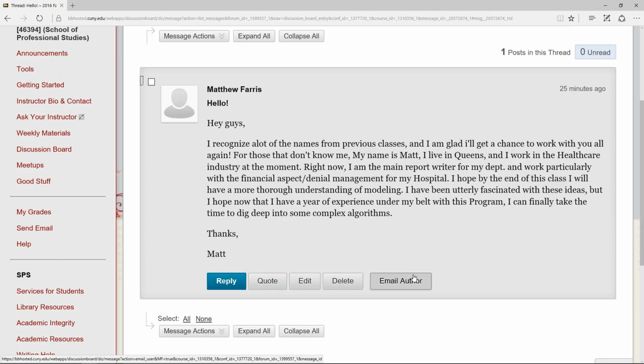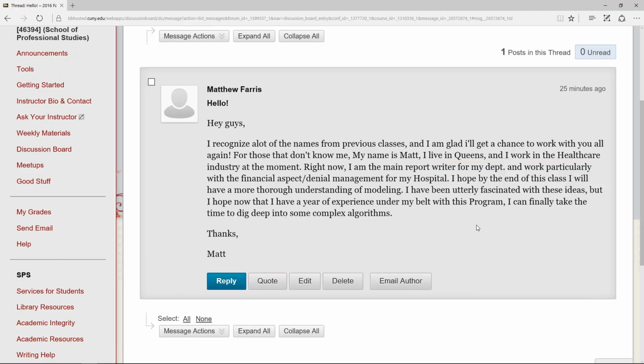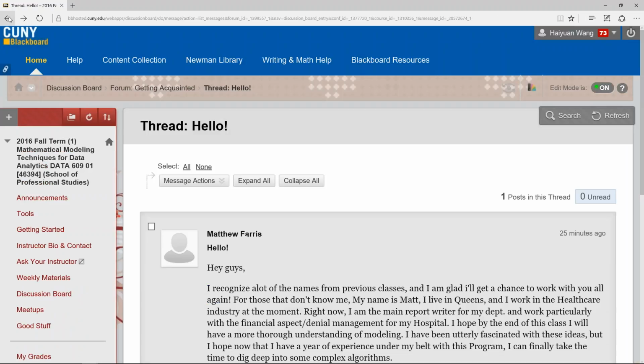So let me say, Matthew is currently living in Queens, working in the healthcare industry at the moment, and is the main report writer for his department, working particularly with the financial aspect, the denial management for his hospital. Actually, it looks like in a previous cohort there was a student, I couldn't remember exactly his name, doing exactly the same thing in the healthcare industry. I remember there was a student the year before, I believe. His name could be Rohan, but I'm not 100% sure. So if you want to catch up with him, that would be good. I can try to figure it out as well if you're interested.